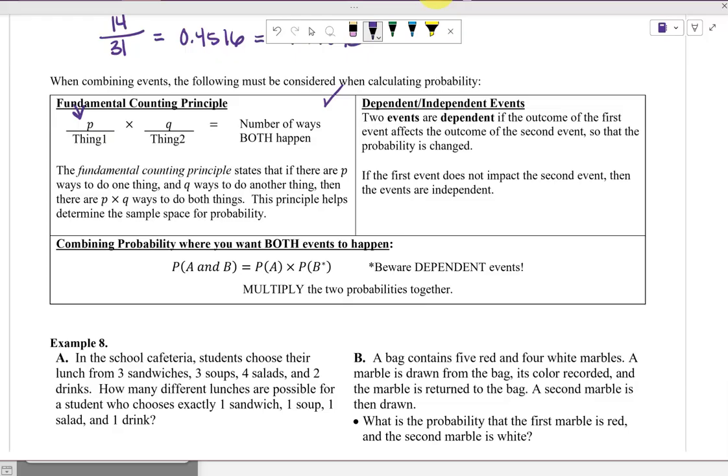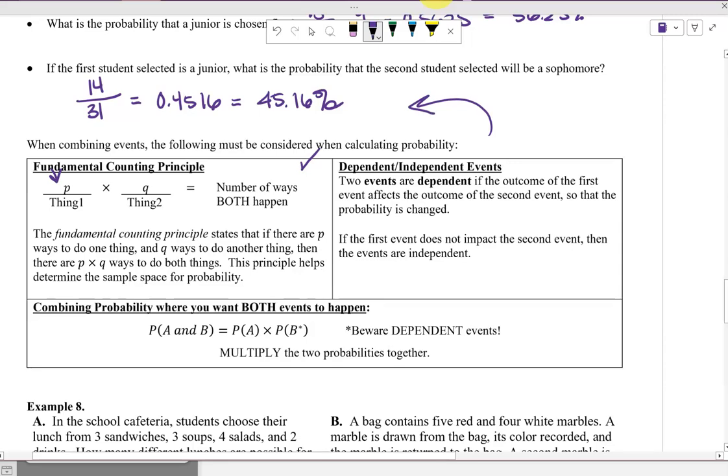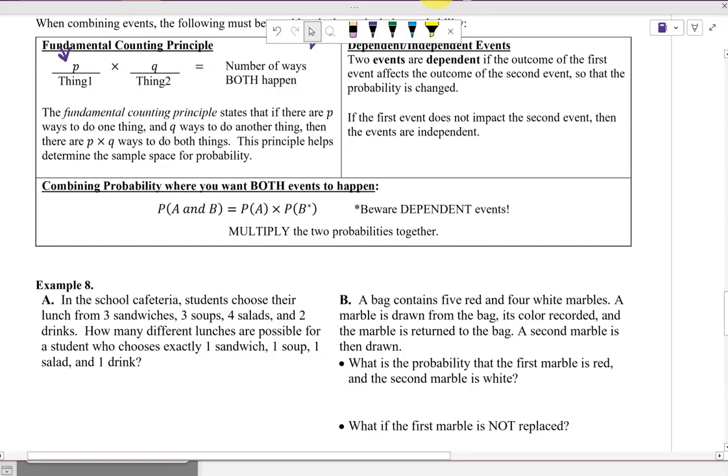Okay, then dependent and independent events. Two events are dependent if the outcome of the first event affects the outcome of the second event so that the probability is changed. And that's what happened here. So we had taken one of the students. So the probability of the second thing happening was contingent on knowing what happened in the first thing. And that was one student got taken. So the number of students in the class was no longer 32, it was 31. Okay, if the first event does not impact the second event, then they're independent.